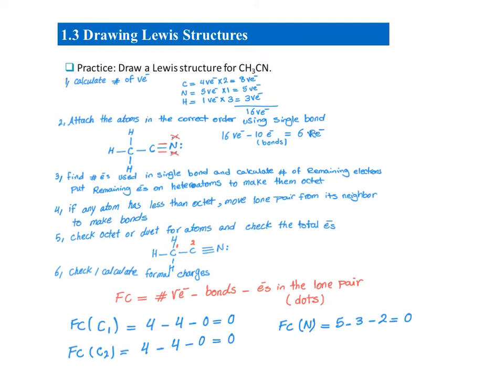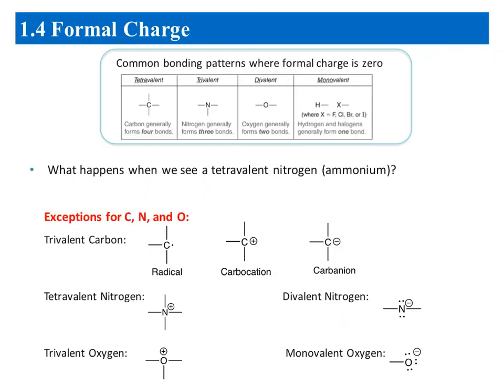This is how we draw the Lewis structure for a single molecule. Previously, we talked about a common bonding pattern in carbon, nitrogen, oxygen, and halogens. So we know that neutral carbon has 4 bonds, neutral nitrogen has 3 bonds and a lone pair on it. Neutral oxygen is divalent and has 2 lone pairs on it. And neutral halogen is monovalent and has 3 pairs of electrons on it.